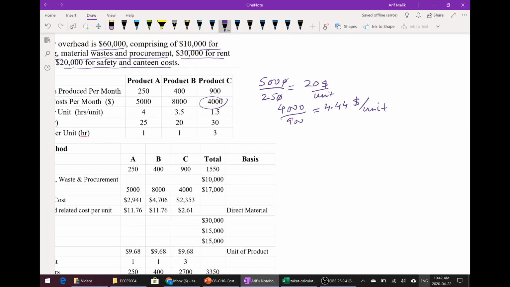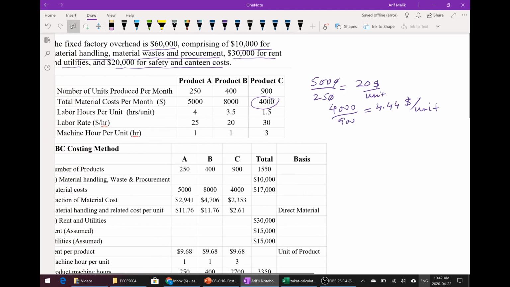All right, so this is direct material cost. Similarly, we can find out for product B as well. Just divide 8,000 by 400, the number of units produced, which is also $20 per unit.